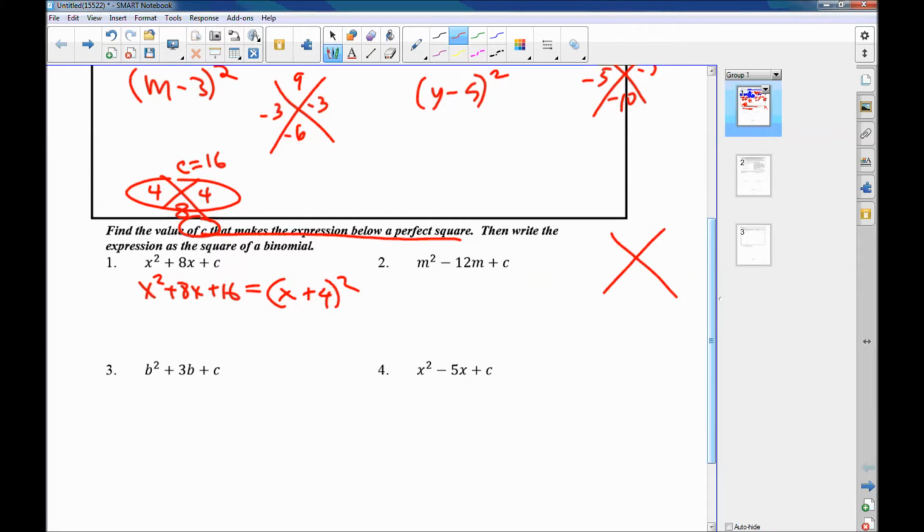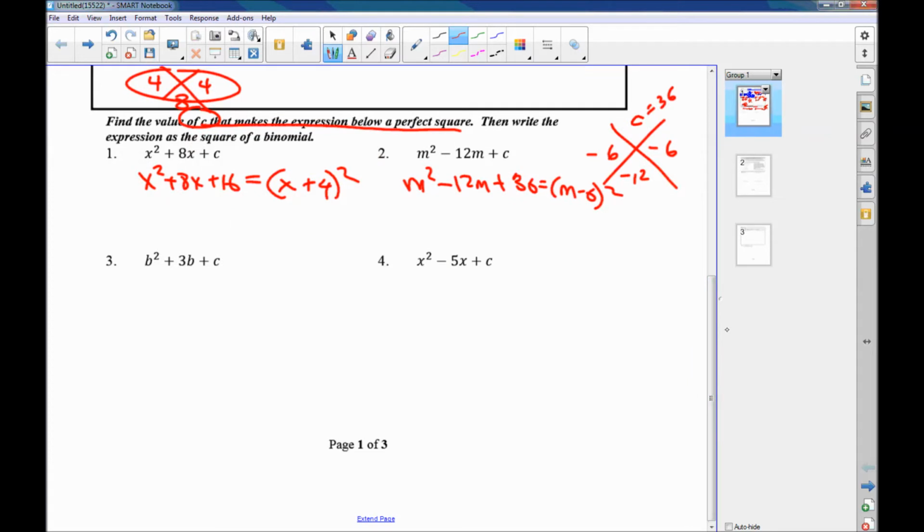Okay. Same thing happens here. Since we have that leading coefficient of 1, it makes it really easy. We're just trying to think of what is the c value so that the two numbers would add up to negative 12. And the two numbers that are the same that add up to negative 12 are negative 6 and negative 6. So my c value should have been 36. 36 will make this a perfect square. And when I factor, I'm going to get m minus 6 squared.